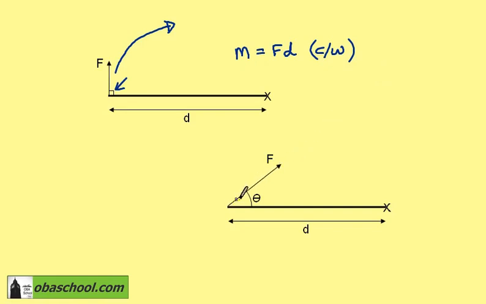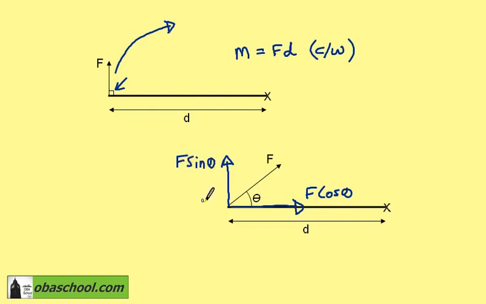Consider this force at an angle theta to the rod. We can resolve this force into directions parallel to and perpendicular to the rod. So we have a component in this direction, and this will be F cos theta, and a perpendicular component, and this will be F sin theta.